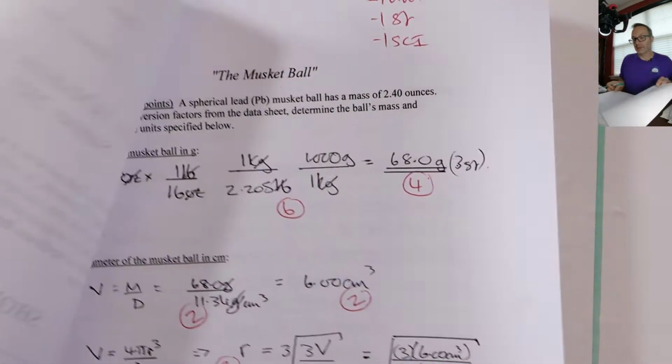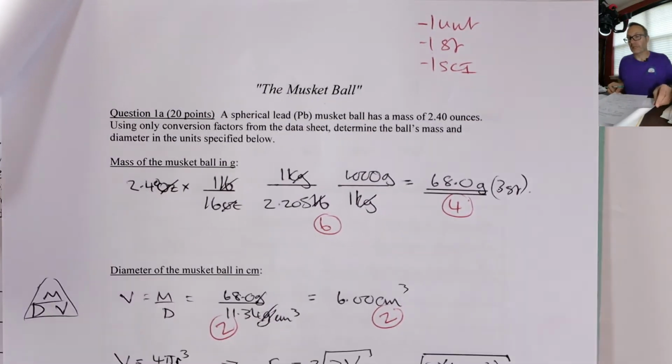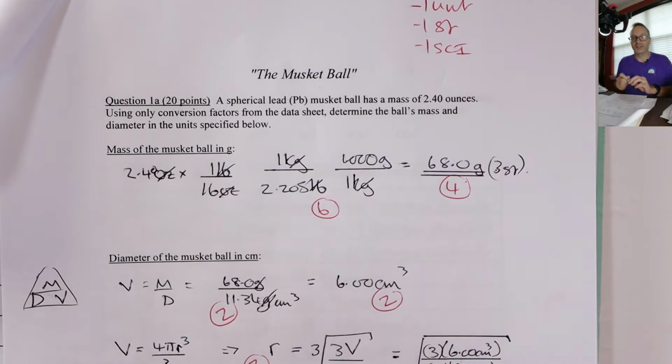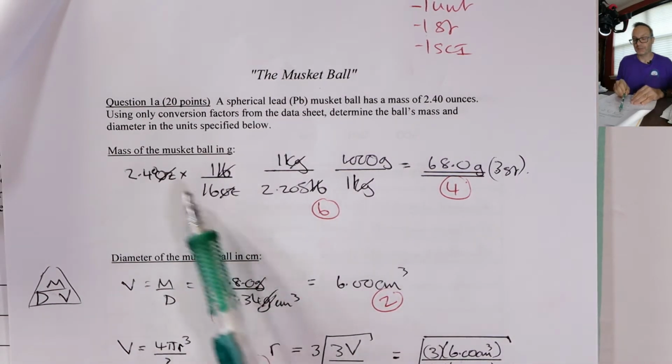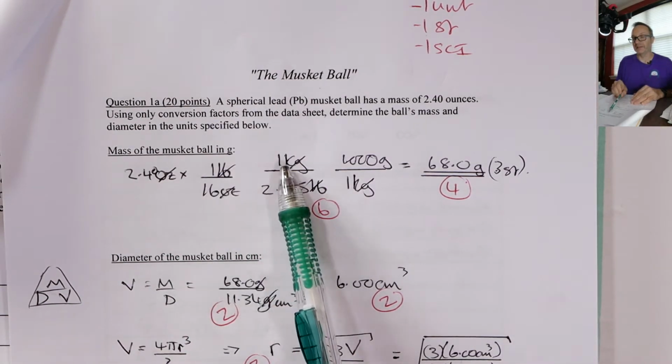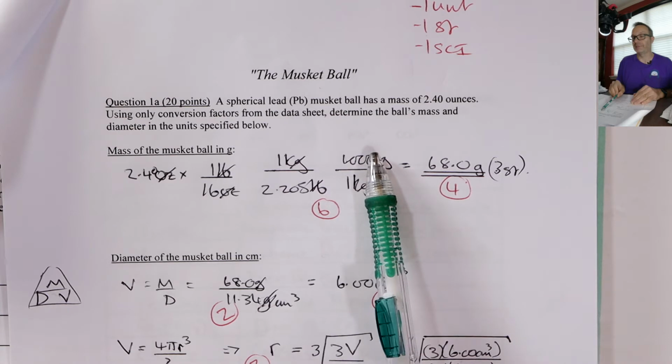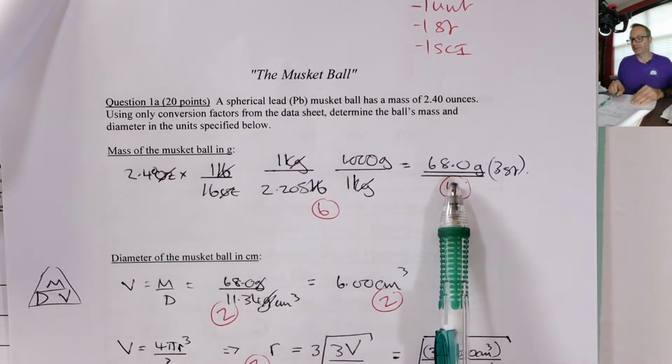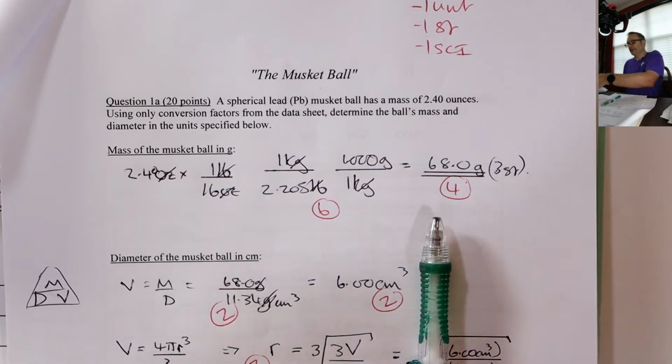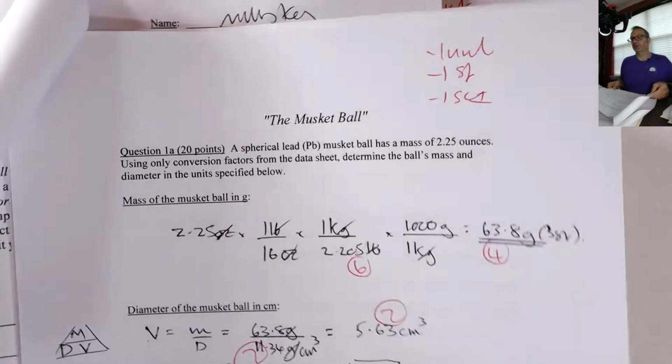All right, question one. The musket ball: you have a lead ball that weighs 2.4 ounces, and in the other version, 2.25 ounces. Find the mass of the ball in grams. It's a straight conversion: ounces to pounds, pounds to kilograms, kilograms to grams, with 3 sig figs. 68.0, and for the other one, 63.8.